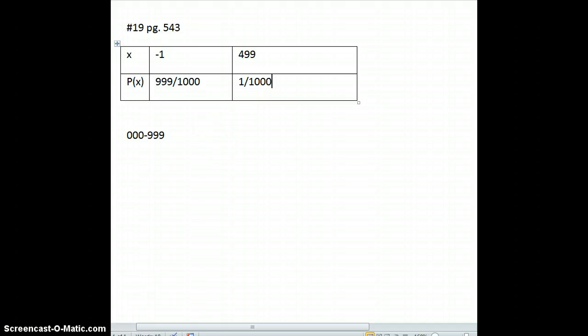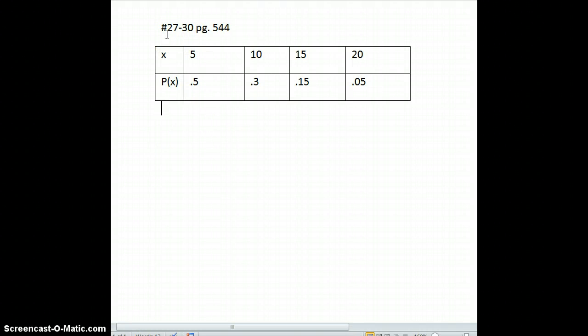For 27 through 30, I've just created a similar problem, and I'll walk you through how to do these. The question says determine whether the distribution is valid or not. All you need to do is focus on this row that contains the probabilities. To be valid, there are two things that need to occur. The probabilities should add up to 1 or 100%. Alright, so all of these should total 1. If they're less than 1 or they're more than 1, it's an invalid probability distribution.